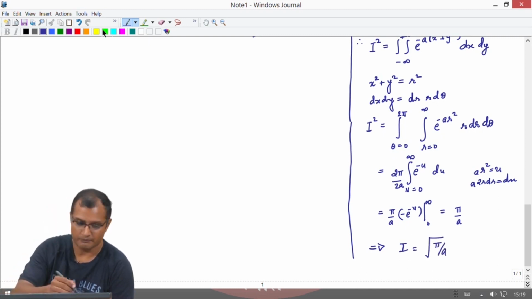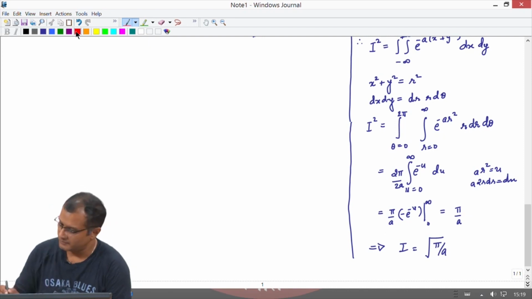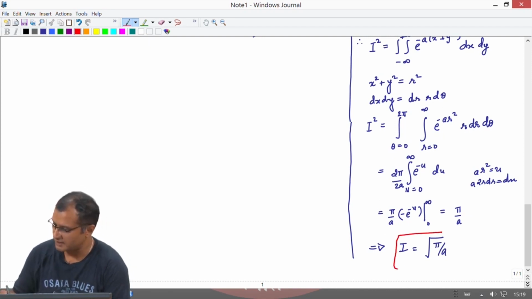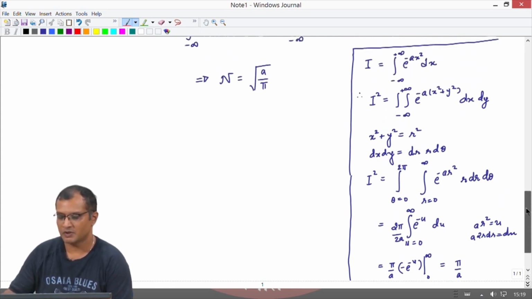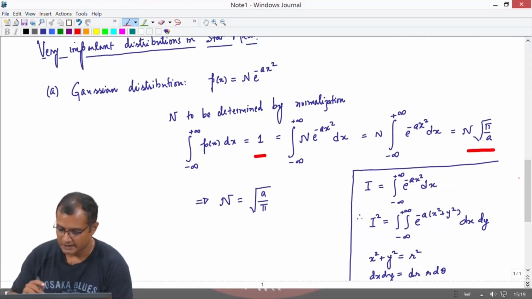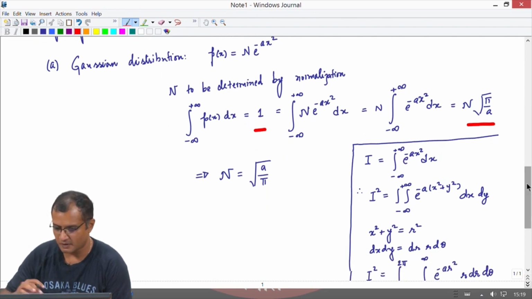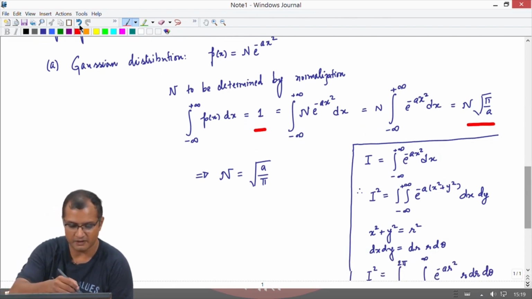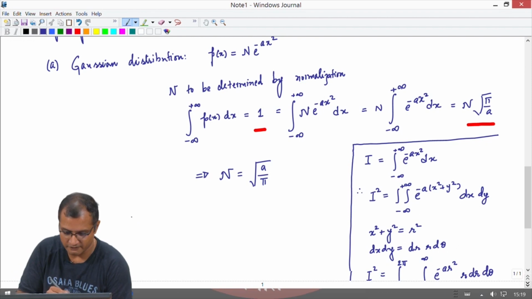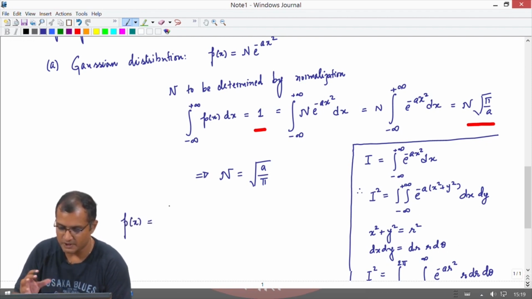There you go. So, this is the Gaussian integral formula in case you have forgotten or do not remember it. Okay. So, I have just substituted this here. Now, let us put this normalization constant back into the definition of our PDF. So, our Gaussian PDF P of x becomes, with the formula for n, square root of a by pi e raised to minus a x square.